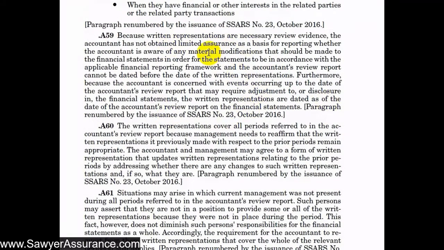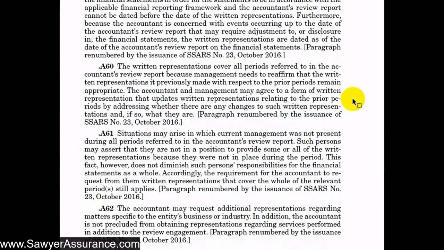Also, as we remember, the representation letter has to be dated as of the date of the accountant's review report, because these written representations are review evidence. If the representation letter was signed and dated before the review report is signed and dated, then there is a gap of time where management didn't have to represent any of the items. A review report is supposed to cover the time up to the date of the review report, especially for subsequent events. That's why we make the dates of the representation letter and the review report match.